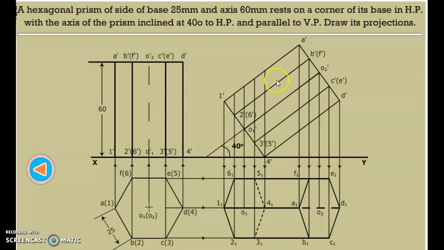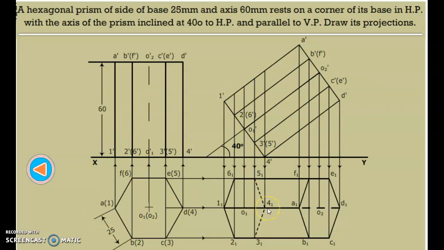Am I right? So first what you are going to do, 90 minus this 40 degree. They are given axis inclined at 40 degree. So it will be 50 degree. Draw a 50 degree line, and then complete the diagram. At the last, extend the axis line. When you extend the axis line and measure the axis, it will be 40 degree. Am I right? So we have completed our third step. This is our first step, second step, third step.